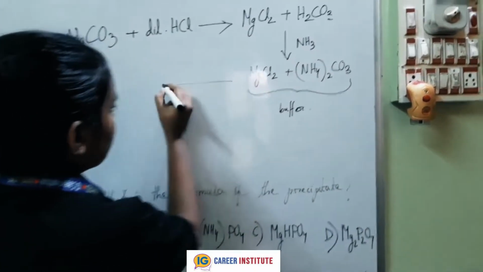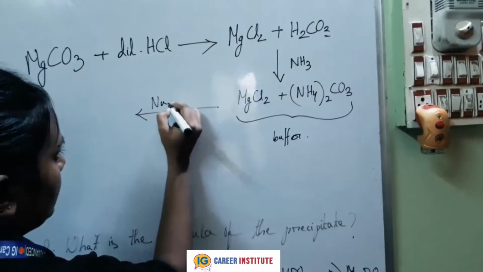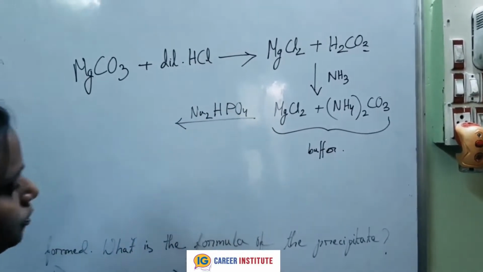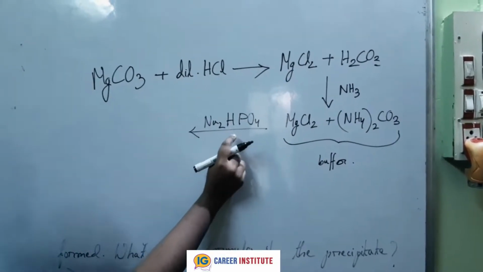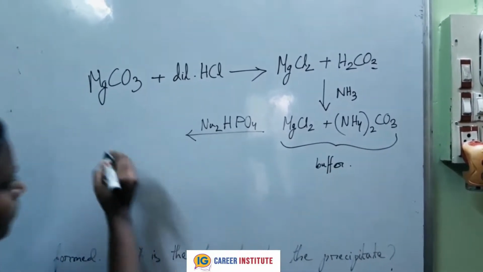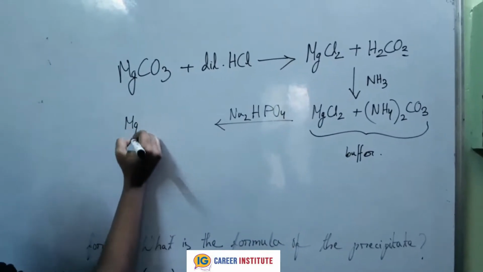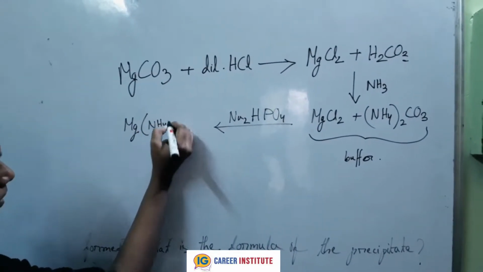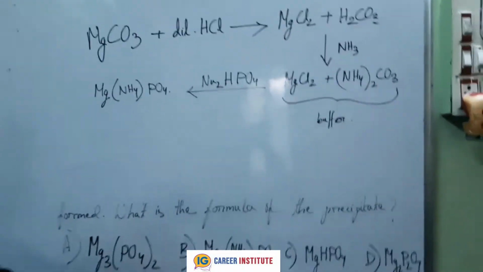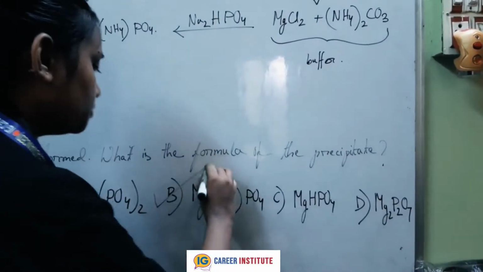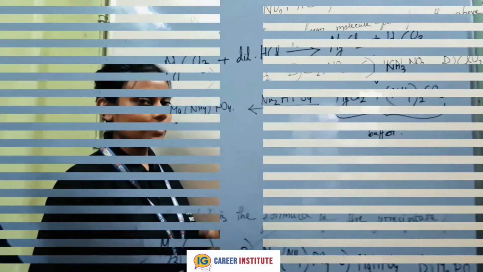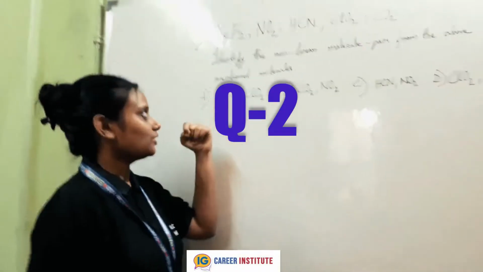Now in this, the disodium hydrogen phosphate, Na2HPO4, reagent is being added. Now this will complex with magnesium and ammonium, resulting in the formation of MgNH4PO4. And this option is given, this is your B option, so this will be the correct option. So what is the formula of the precipitate? This is the answer. Okay, so let's move on to the second question.